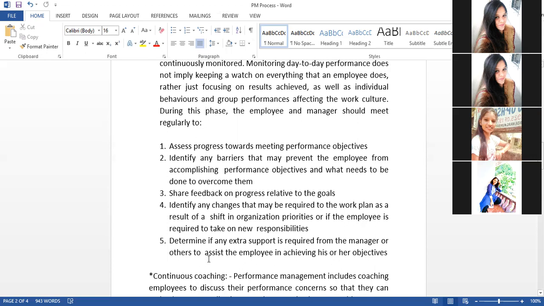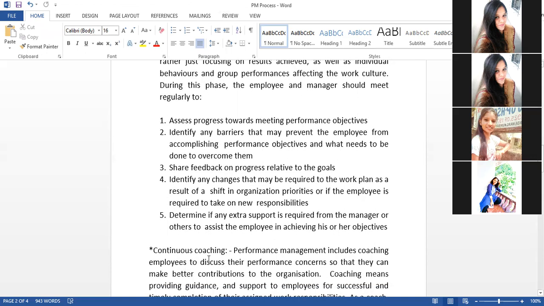Uske baad third one, share feedback on progress relative to the goals. Okay, you have to give the feedback to your employee. You're just not going to supervise all the time. Okay, supervision is a part of monitoring. It is not merely monitoring. Okay, so supervise karte karte, you also need to give the feedback.